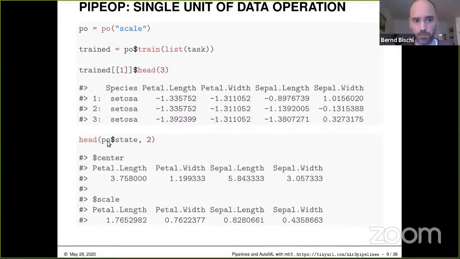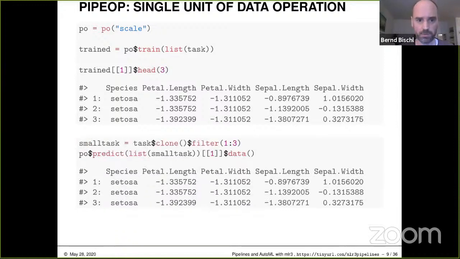You can also investigate how the learned parameters look. Every pipe operator has a state. In the beginning, this state is simply null because the object is untrained. But after we have trained it, you can see what's in here. That, of course, depends on the operator you applied. Because this is scaling, you can see exactly what I explained before. The center values are stored here, and these scaling factors are stored here, which are then later applied during prediction, which is what I'm doing here. Here I'm just doing a little bit of filtering for our task so my result actually fits on the slide. I'm filtering down the task to 3 observations, so I only have to display 3 predictions.